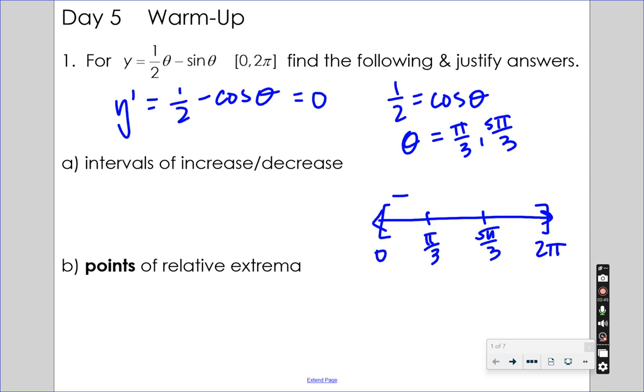How about pi over 2? 1/2 minus cosine of pi over 2. Positive. And the 2 pi, that's the same as 0, right? So that would be negative. All right, so now we have increase. Where's my interval of increase?